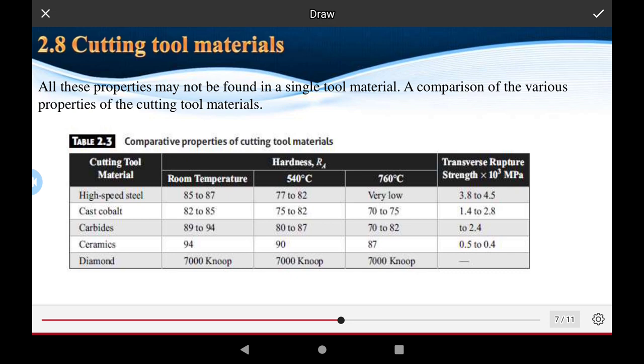Diamond, for the diamond, the room temperature hardness is 7,000 KNOOP, and the hardness at 540 degrees Celsius is 7,000, and at 760 degrees Celsius the diamond is 7 KNOOP.